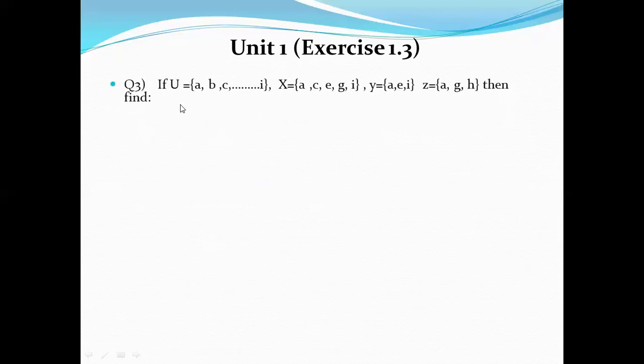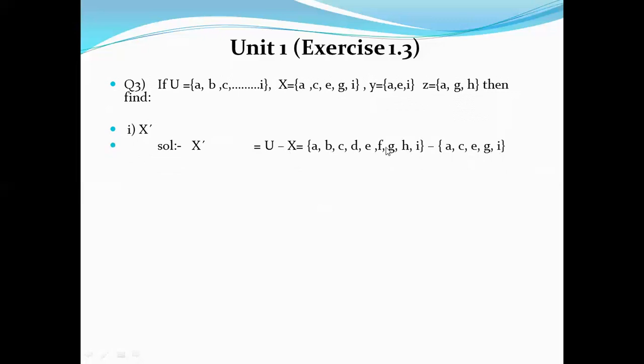In question number 3, you are given the universal set having elements A, B, C up to I, and set X having elements A, C, E, G, and I, and set Y having elements A, E, I, and set Z having elements A, G, H. In the first part, we are going to find X complement. So how can we find X complement? X complement is equal to U minus X.